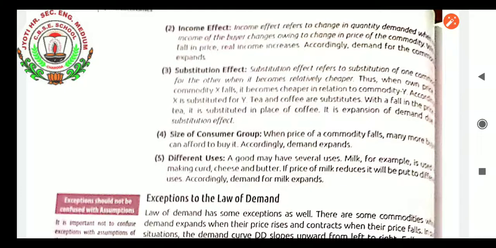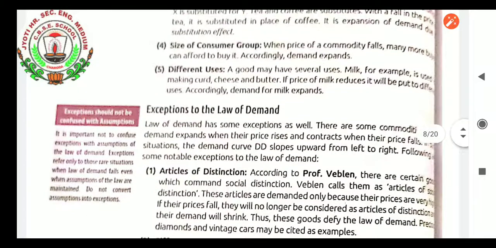As the demand for tea will increase, it is an expansion of demand due to the substitution effect. Okay, the demand for tea will increase, and the coffee demand will decline. So it is a substitution effect. People are consuming, but they have shifted their demand from one thing to another.